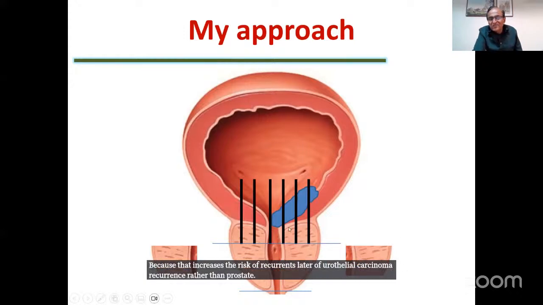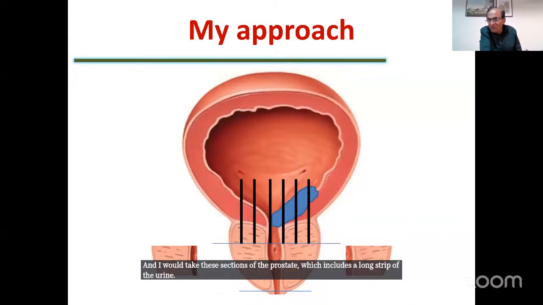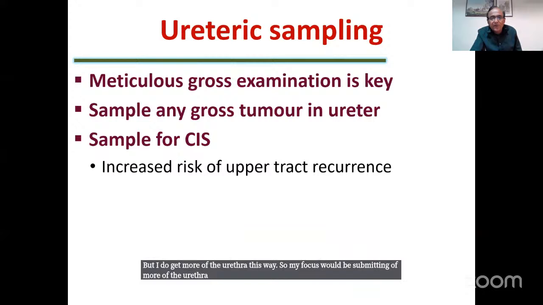So what I do is I slice the prostate this way, and I take these sections of the prostate, which include a long strip of the urethra. I don't submit all of the urethra, but I do get more of the urethra this way. So my focus is on submitting more of the urethra rather than the prostate.